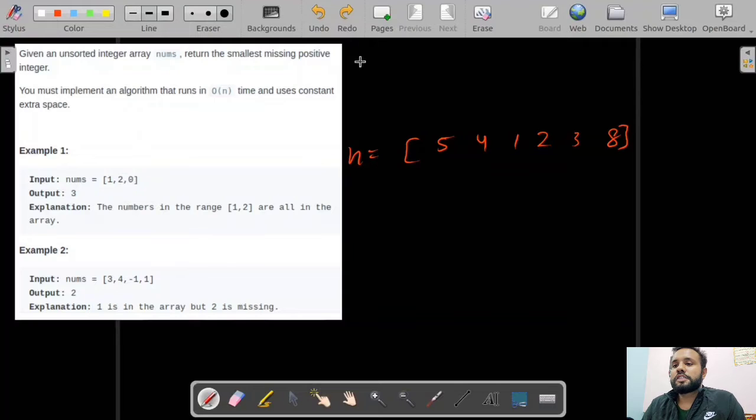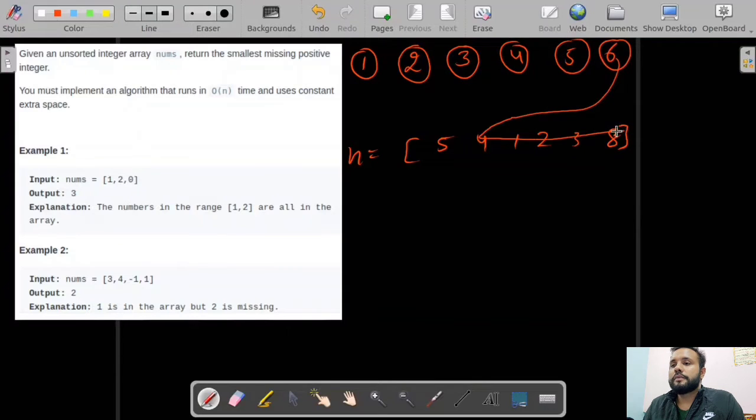So let's try with the smallest positive number, that is 1. Is it present in this array? Yes, it is present. So let's try to find the second positive number, because the first one is present. 2 is present in this array. Yes, it is present. Let's try to find the third positive. 3 is present in this array. Yes, it is present. Let's try to find the fourth positive. It is present. Fifth positive integer, it is also present. Let's try it for 6. Yeah, it is not present. It means 6 is our first missing positive integer.